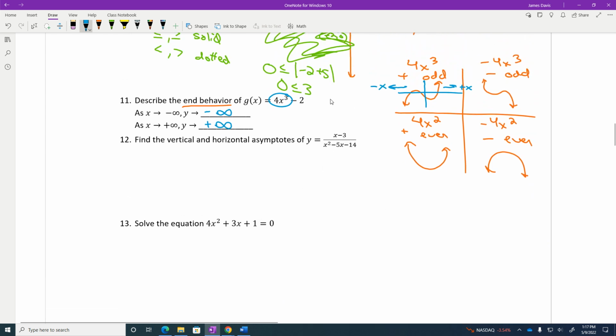Okay, the next part we have to find some asymptotes. You should be able to do this without a calculator because it can be hard to tell this just by looking at a calculator. Does anybody know how we find a vertical asymptote?